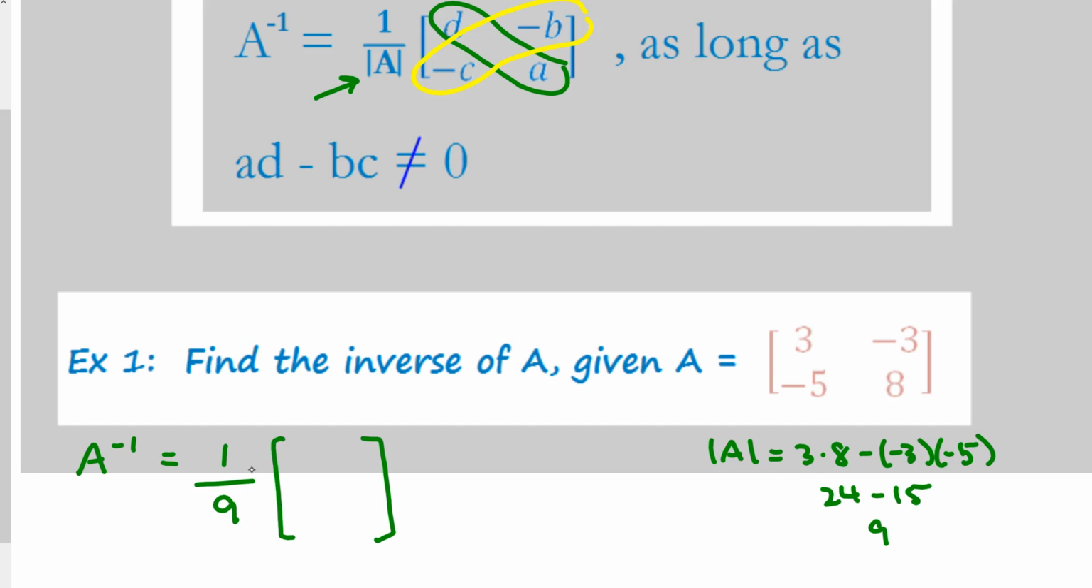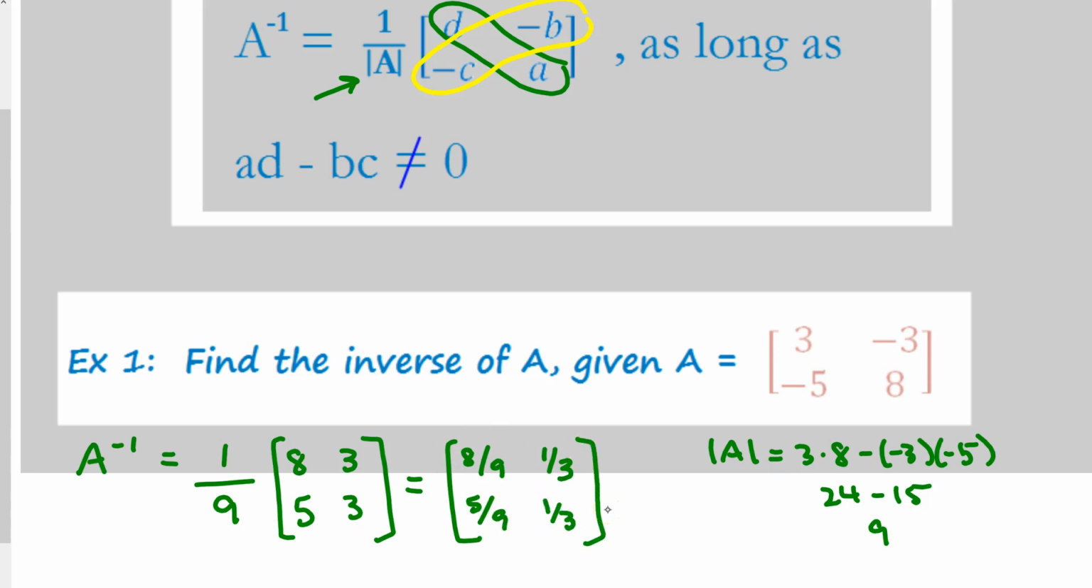And then for the inside, we're going to switch the places of the 3 and the 8. And then we're going to take the opposites of the other two numbers. Now we can also multiply the 1/9 through. So if you were using your calculator to find an inverse, it wouldn't have the number factored out, it would multiply it through. So that's equivalent to 8/9, 1/3, 5/9, 1/3.